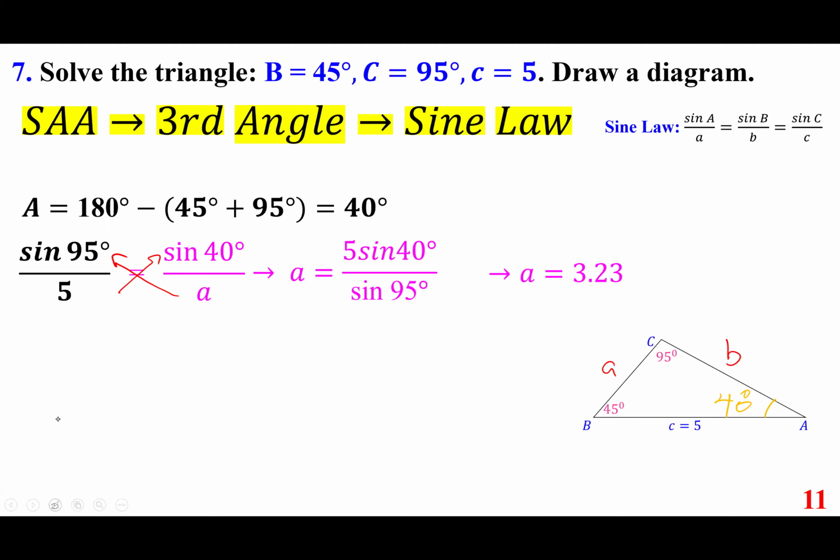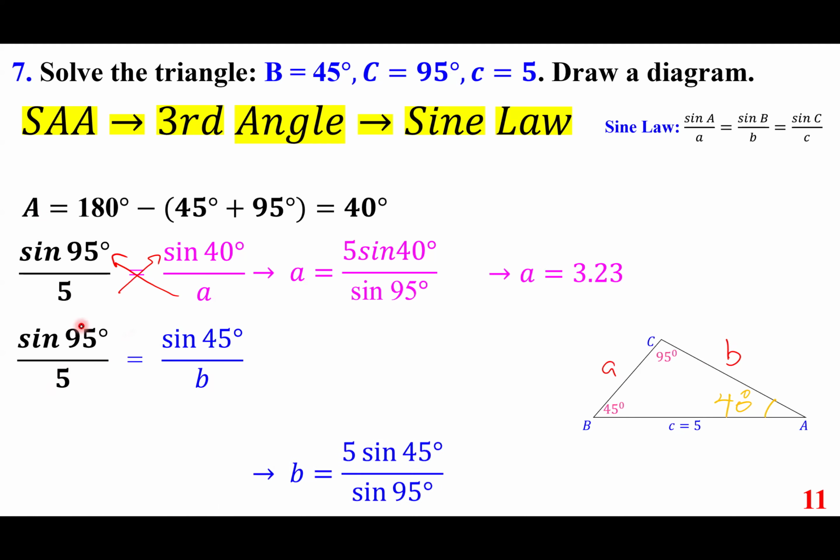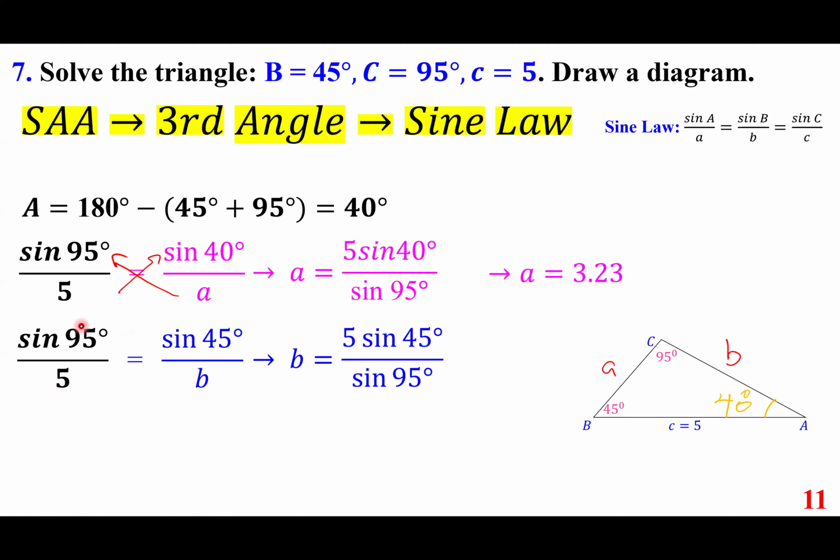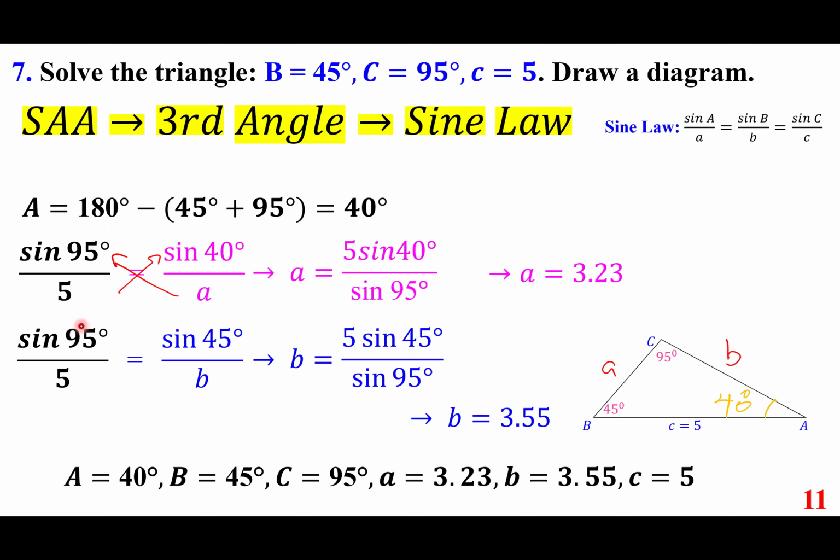Again, we are going to use this side, but this time sine of 45 degrees over b. Cross product, b is the product of 5 sine 45 over sine 95. Putting it into a calculator, and we are done. b is 3.55, and we write all of it.